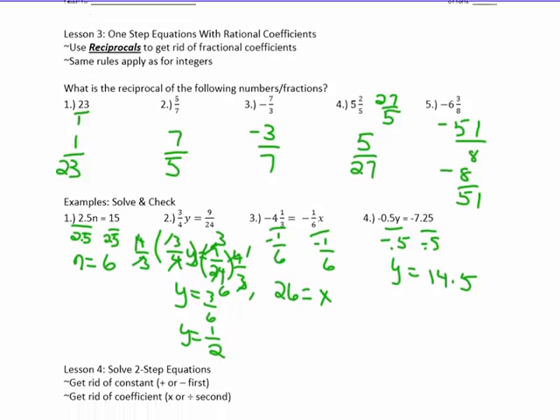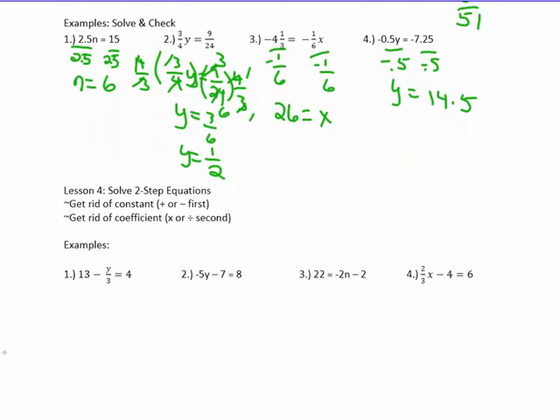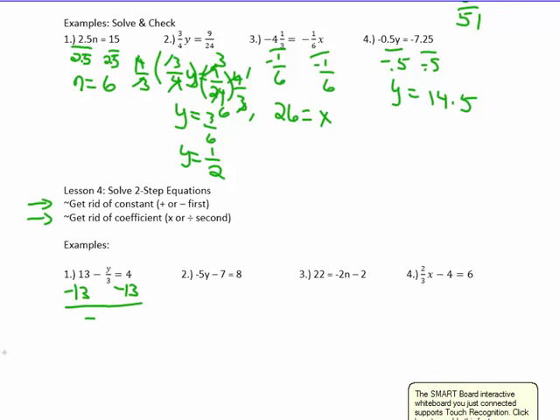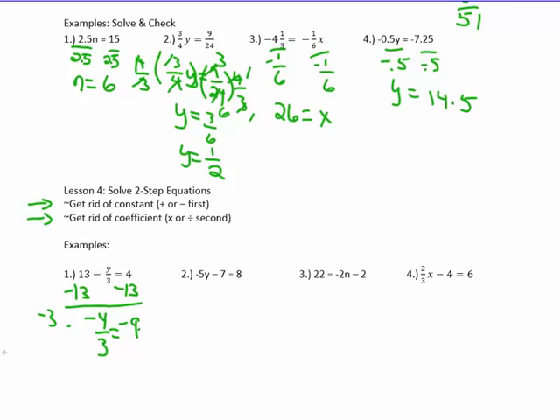Okay, now we're into our two-step equations. Remember, we have to get rid of the constant first, which is the adding or subtracting, and then get rid of the coefficient. So the 13 here is a positive, so my board's going to stop working. Okay, so we're going to subtract 13 from both sides. So we're going to have negative y over 3. 4 minus 13 is -9. To cancel this, now I need to multiply by -3. So even though the 3 is down here and the negative is up there, I have to get rid of both of them. So y is going to be positive 27.